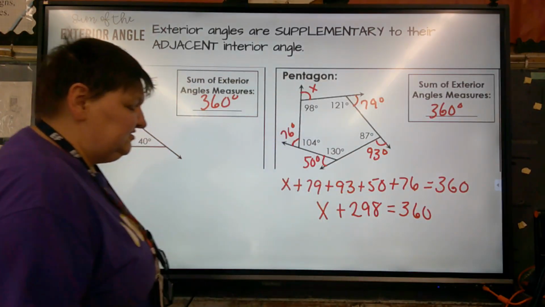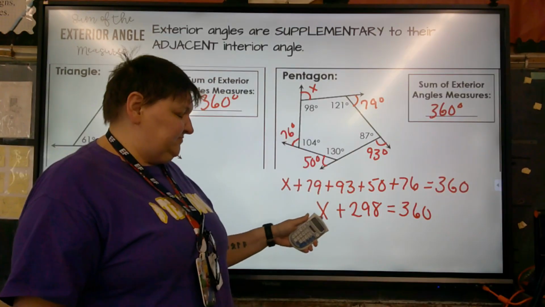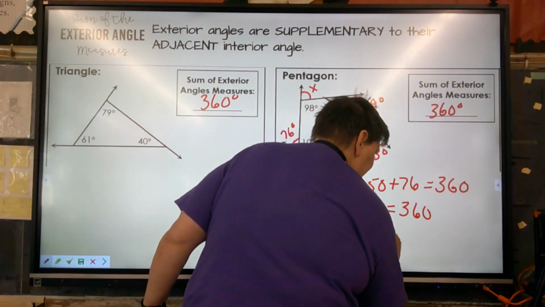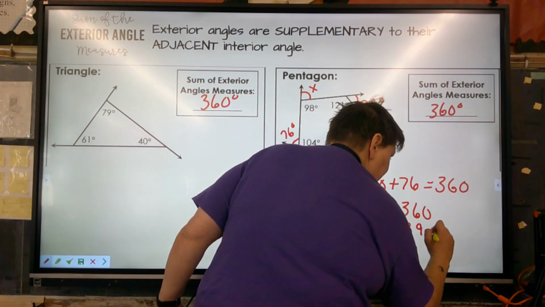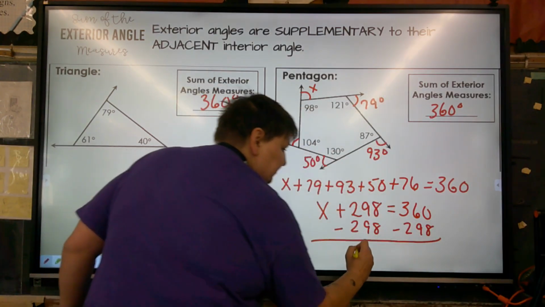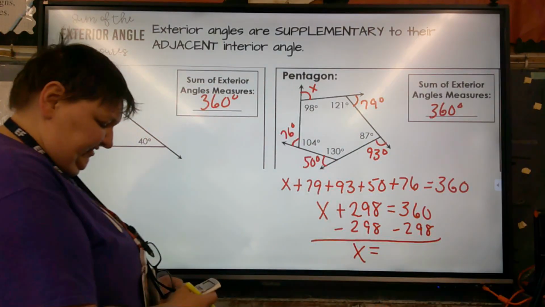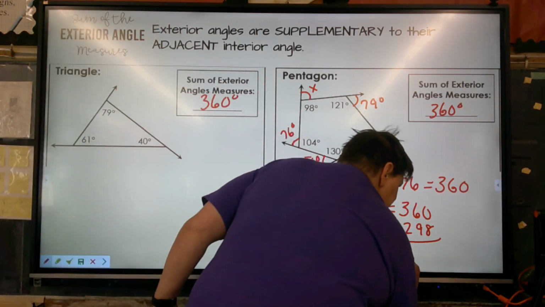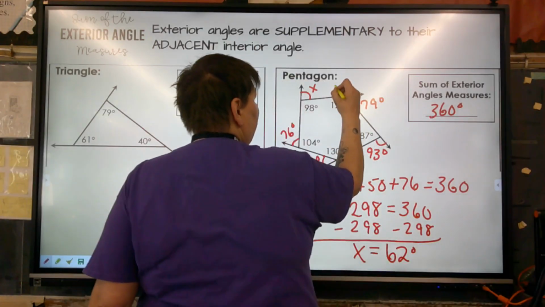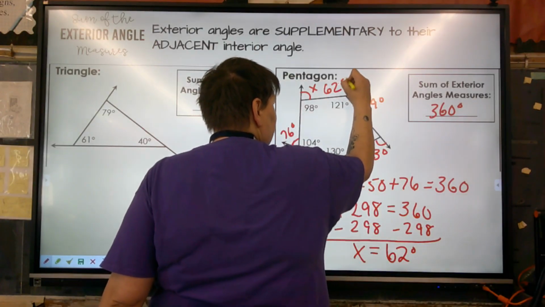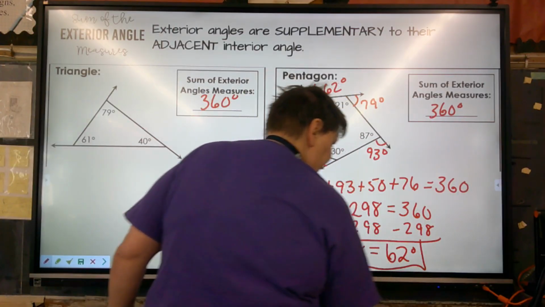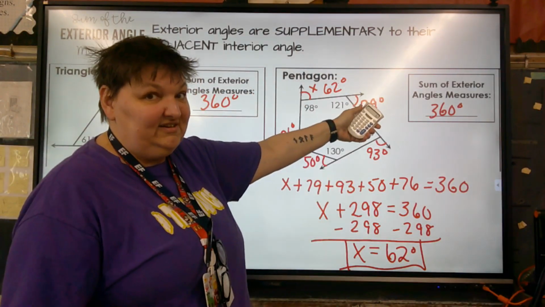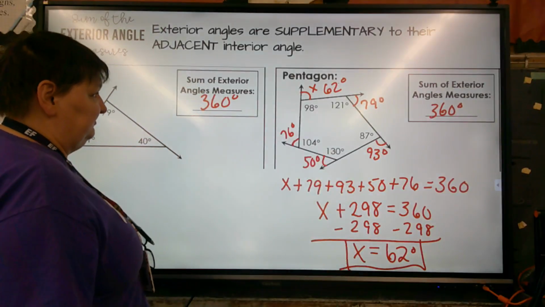Right? So x, we don't know what it is. x plus 298 equals 360. So all you have to do is subtract 298 from 360, and it will tell you what x is, what the missing number is. 360 minus 298 should be 62. 62 degrees is your missing value. Because you know it has to total 360, you can find the missing value.